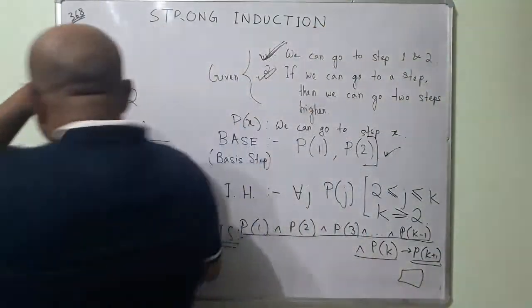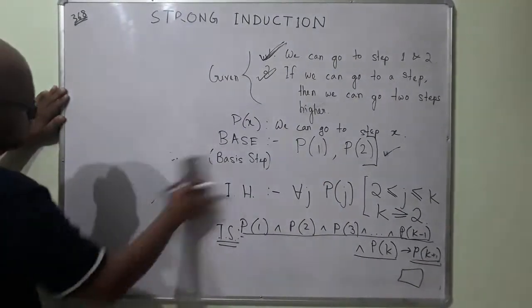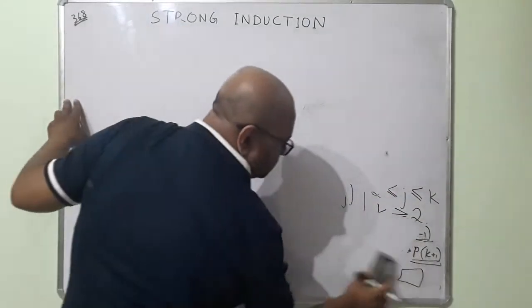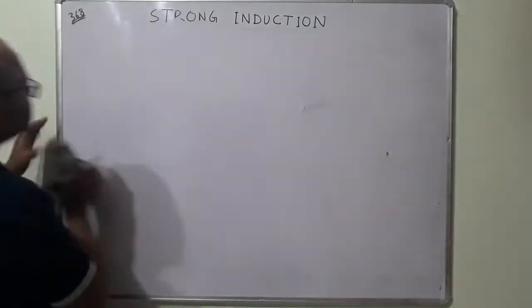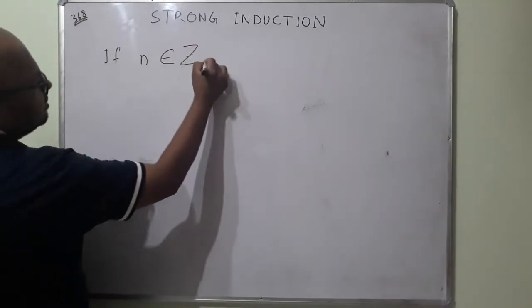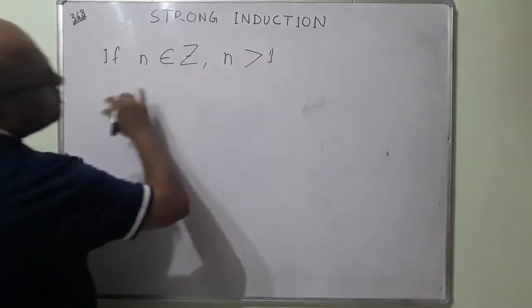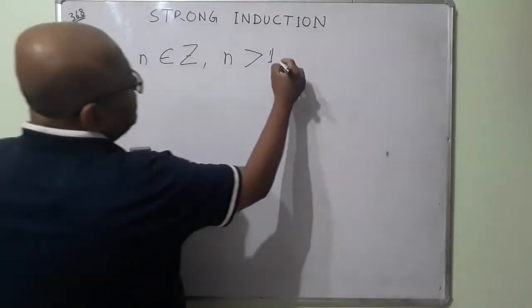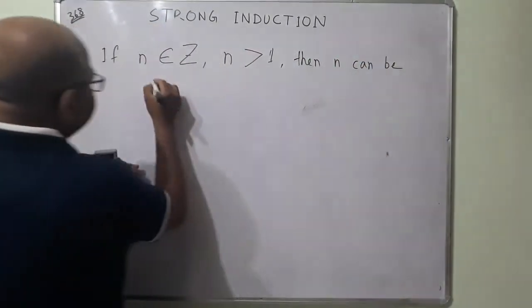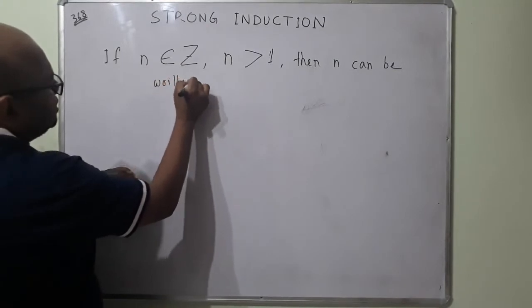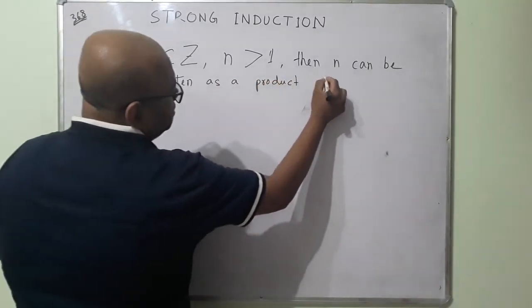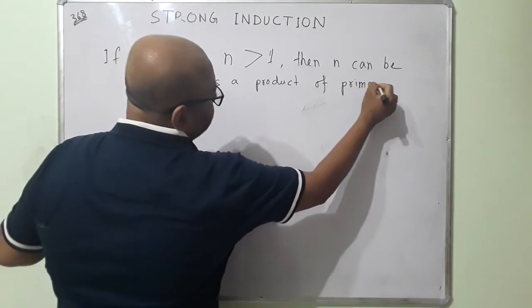Alright, now let us prove another theorem. If n is an integer, and n is greater than 1, so n is a positive integer greater than 1, then n can be written as a product of primes.